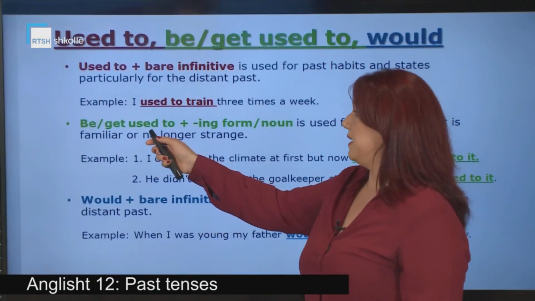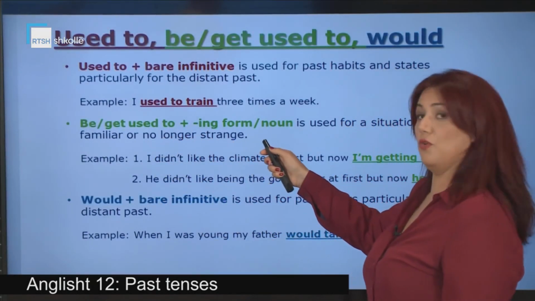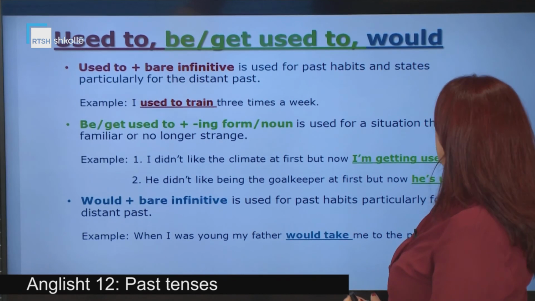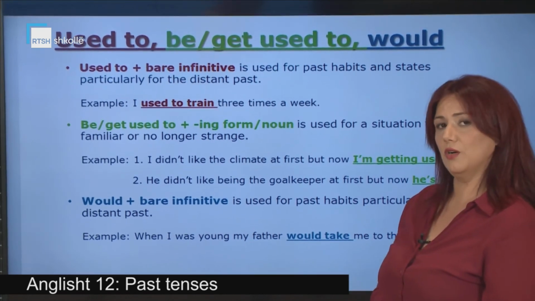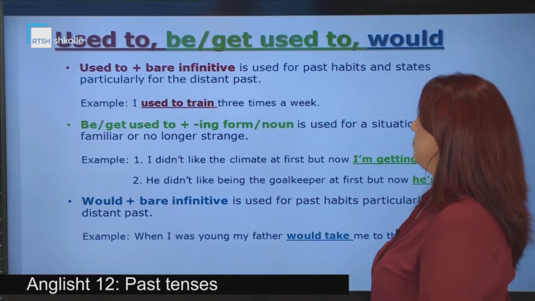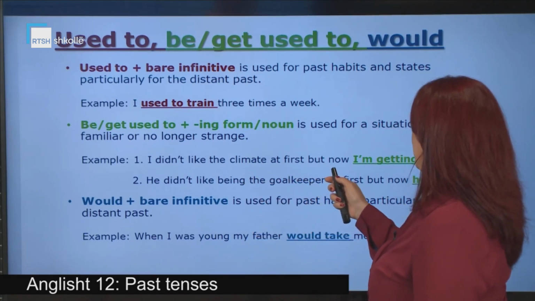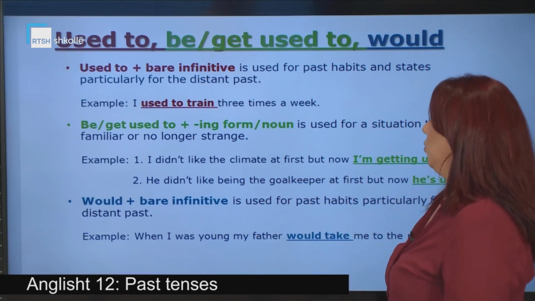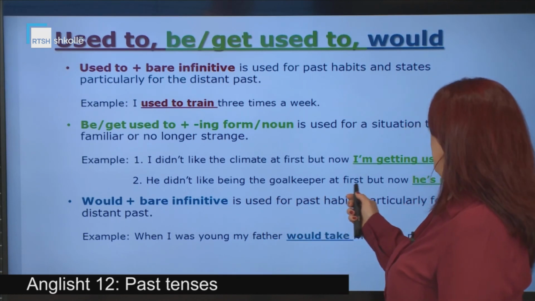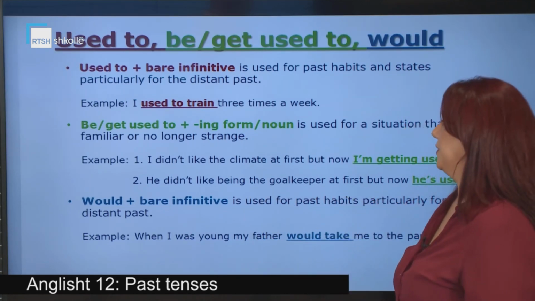The structure be or get used to plus the ing form or a noun is used for a situation that is already familiar or no longer strange. For example, I didn't like the climate at first, but now I'm getting used to it. Or he didn't like being the goalkeeper at first, but now he's used to it.